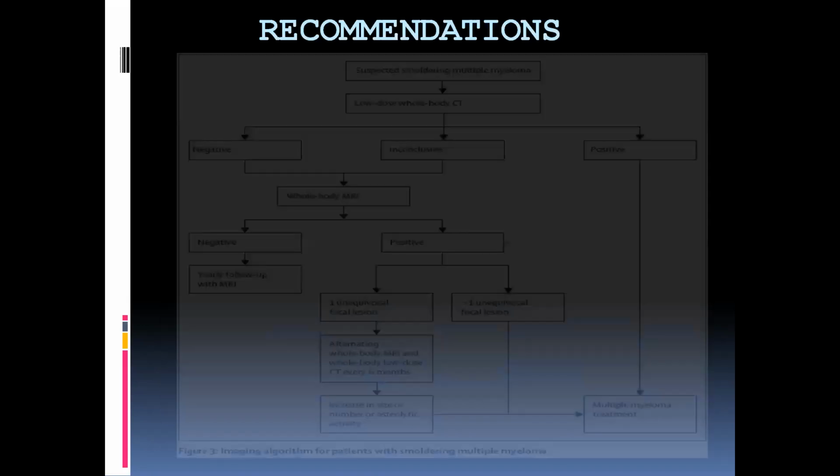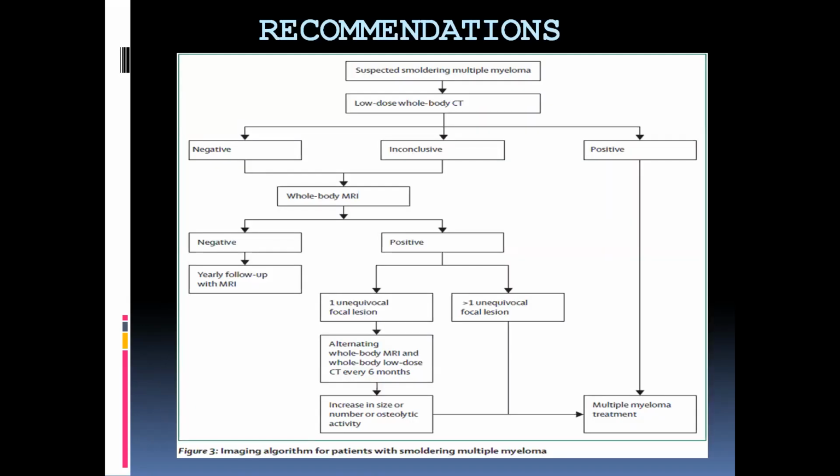Sendo o mieloma múltiplo assintomático, o método padrão, vocês estão vendo aqui, quase todos os algoritmos: o primeiro é a TC de corpo inteiro, baixa dose. Se é positivo, você avalia o tratamento como mieloma múltiplo. Aqui tem uma diferença, porque se é negativo ou inconclusivo, você já faz a ressonância. Só não passa pela ressonância se for positiva a TC.